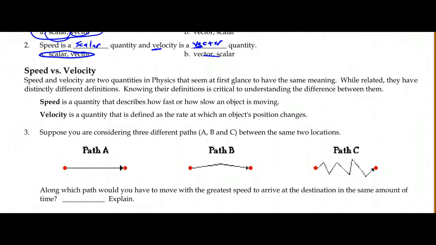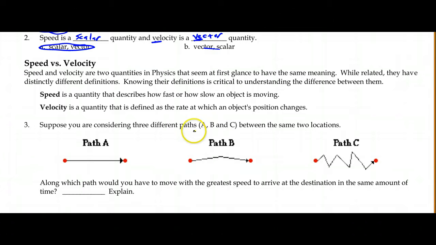Alright, now, looking at situations where we can compare speed and velocity. Speed describes how fast or how slow an object is moving. It is the rate of change. Again, that means we're going to divide something by time, of distance. So if you're calculating your speed, you would want to take the distance that you've traveled. Now that includes back and forth, up and down, left and right. Take the total distance traveled divided by the total time.